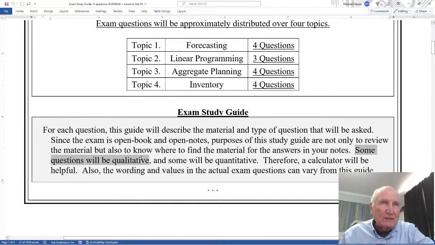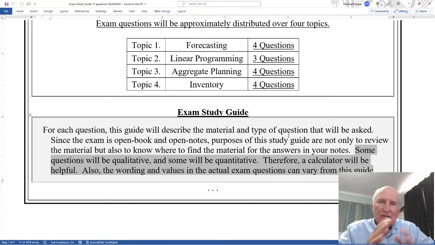Some questions will be qualitative, some will be quantitative. Therefore, a calculator will be helpful. Also, the wording and values in the actual exam questions can vary from this guide. Even for the calculations, a calculator will be helpful. Computer program software is not necessary. The quantitative work is usually multiplying, adding things, dividing 2 numbers, something like that. So there's not a lot of quantitative requirements.